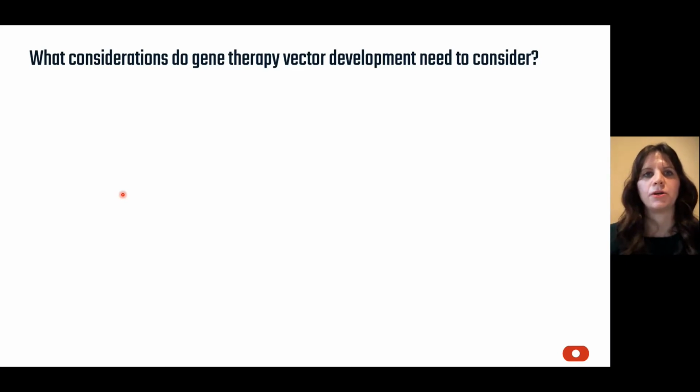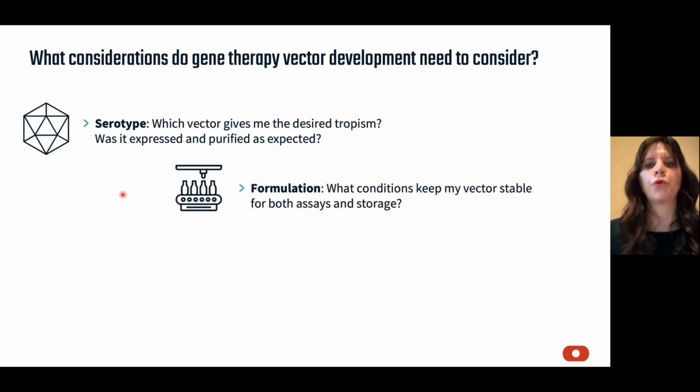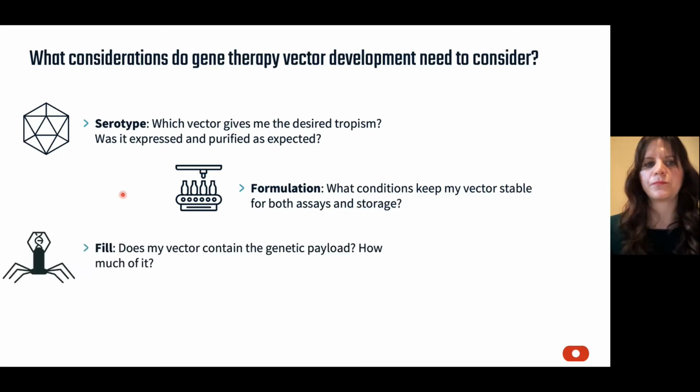Okay, so let's get started and talk about what considerations gene therapy researchers have when it comes to vector development. The first is the serotype of their vector. What vector is going to give you the desired tropism, and was it expressed and purified as expected? The next is formulation. So in this idea, we're thinking about what conditions keep the vector stable and allow it to behave well over time for both experimental setup and for long-term storage.